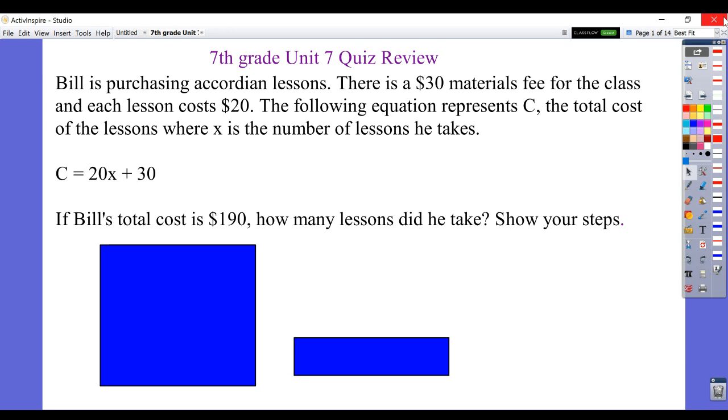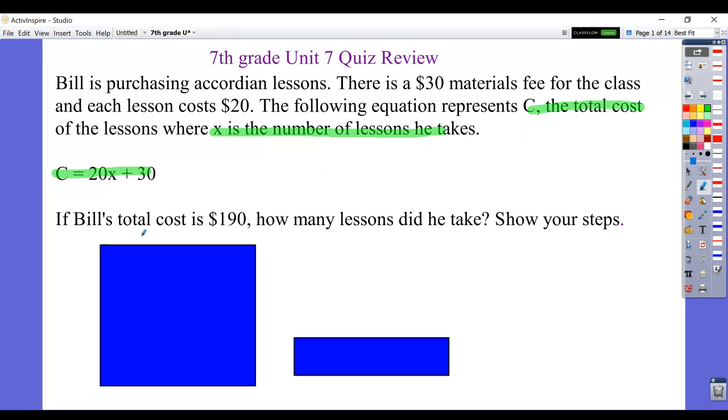So the first one says Bill is purchasing accordion lessons. There's a $30 materials fee for the class, and each lesson costs $20. And they're giving you an equation which represents C, the total cost of the lessons, where X is the number of lessons he takes. So the equation for this scenario is: the $30 materials fee, and then $20 per lesson, so 20 times X, the number of lessons he takes, equaling C, the total cost.